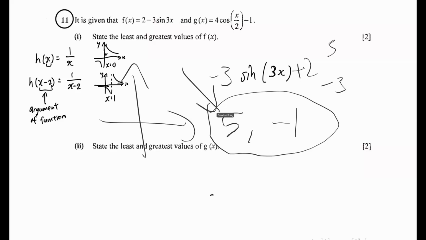This is my answer, by the way. Oh, sorry, you already did it. Oh, plus 2. Yes, exactly, that's it. 5 to negative 1.